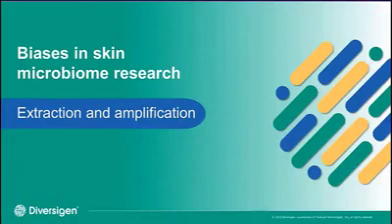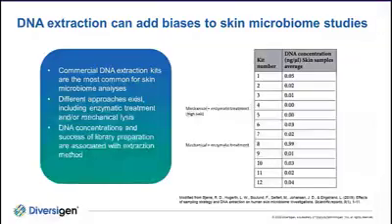Let's talk about biases related to extraction and amplification. Once your skin microbiome samples have been collected, the next step is to extract the DNA. It is known in the microbiome field in general that different extraction methods can add biases to your pipeline, meaning that results can change depending on your approach, and skin microbiome is not the exception. Commercial kits are usually used in skin microbiome research, and several different exist out there.